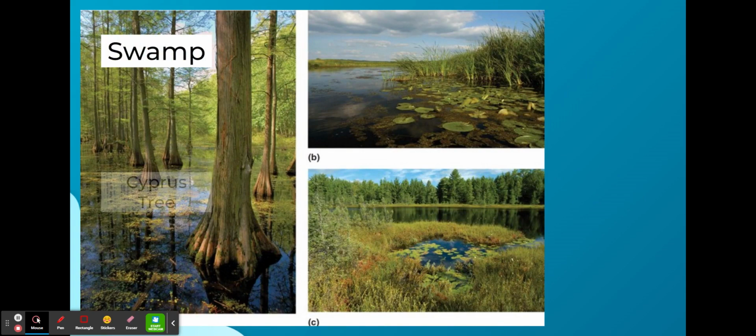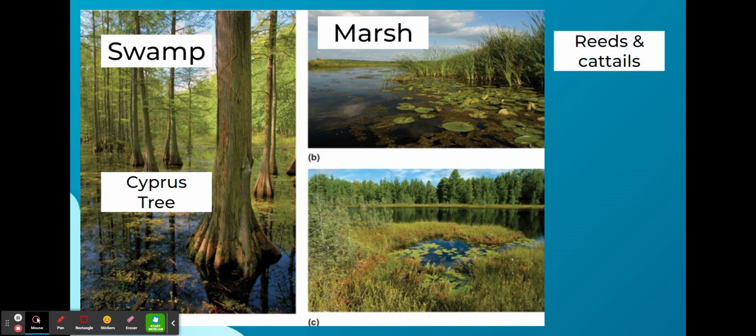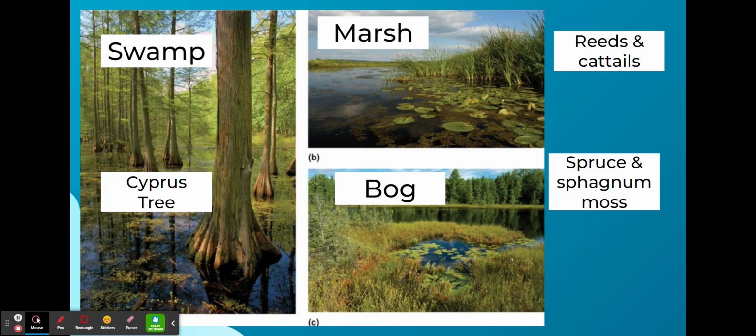That's a swamp, and that's a cypress tree, which is an example of an organism in a swamp. That's a marsh. Those are reeds and cattails in a marsh. And that's a bog, which are a spruce and sphagnum moss.